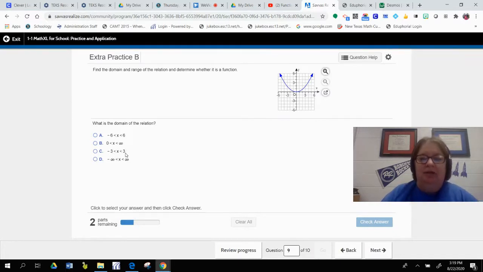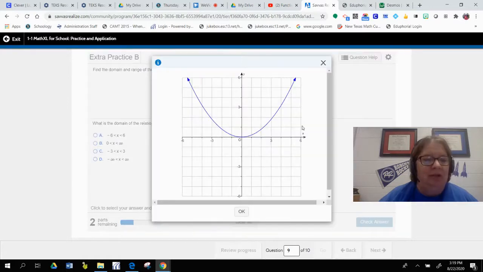That means our x's go from -infinity to +infinity here. It doesn't stop at -6. It doesn't stop at 0. It doesn't stop at -3 or 6 or positive. It doesn't stop. It goes from -infinity to +infinity.